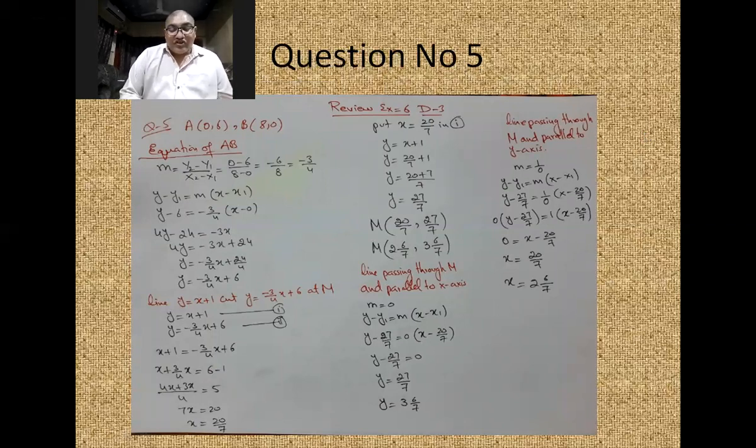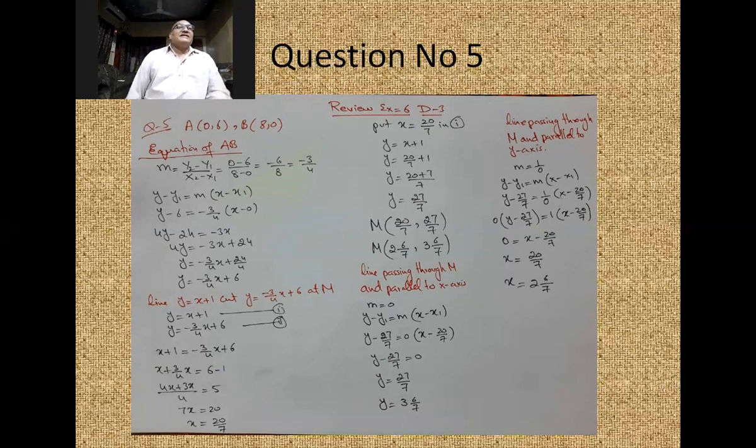The coordinates of a point A and B are 0, 6 and 8, 0 respectively. Find the equation of the line passing through A and B, given that the line y equals x plus 1 cuts the line AB at the point M. Find the coordinates of M. The equation of the line which passes through M and is parallel to the x-axis. The equation of the line which passes through M and is parallel to the y-axis.